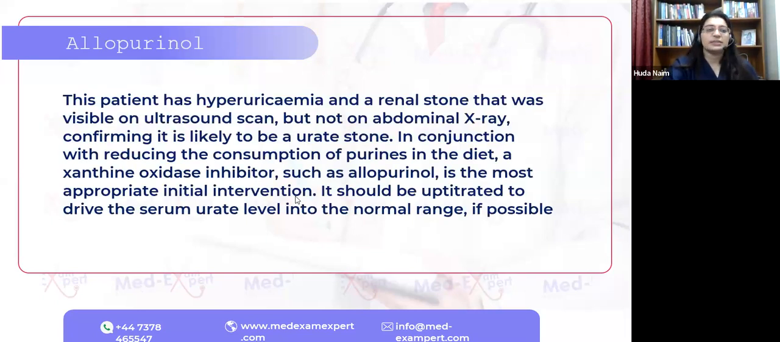We discussed that the patient has hyperuricemia and the renal stone was not visible on an X-ray and was visible only on an ultrasound. So this was a urate stone. And so you have to advise the patient to take a low purine diet, and at the same time, advise the patient to take allopurinol. Or instead of saying that the patient was hypertensive, they could have told you that the patient was on some chemotherapeutic drug or was suffering from some malignancy. So they could have also given you a scenario in that form.